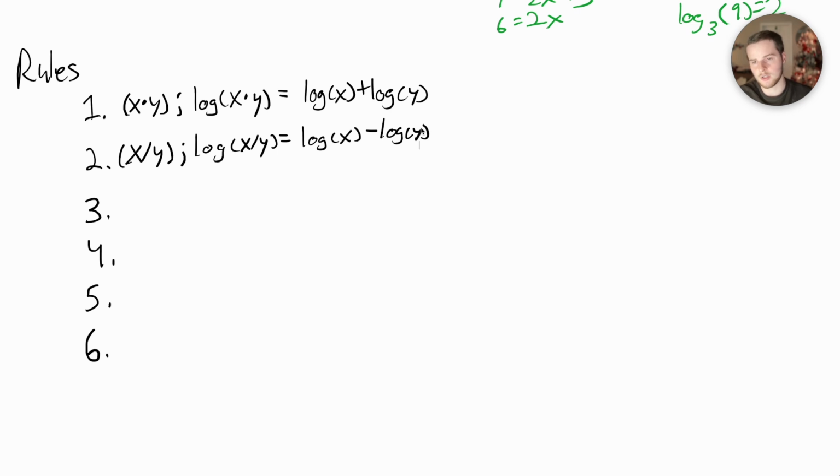Instead of adding, you're going to be subtracting when it comes to division. Now let's say we have x to the y, and this is going to be one of the 3 essential rules, I would say. I'm going to say 3 through 5 is pretty essential in working through problems. So say we have x to the y. If you take log of x to the y, the exponent here is going to be coming down to the front.